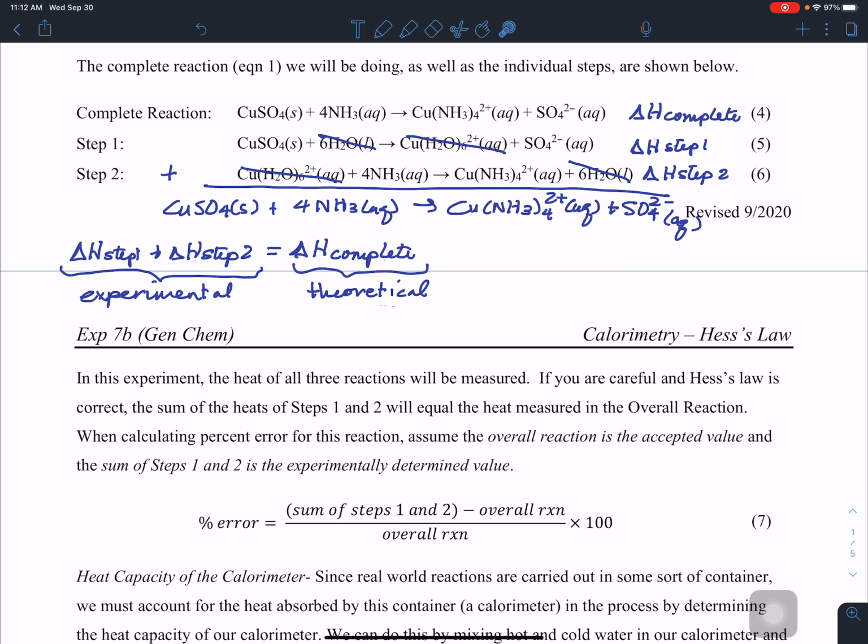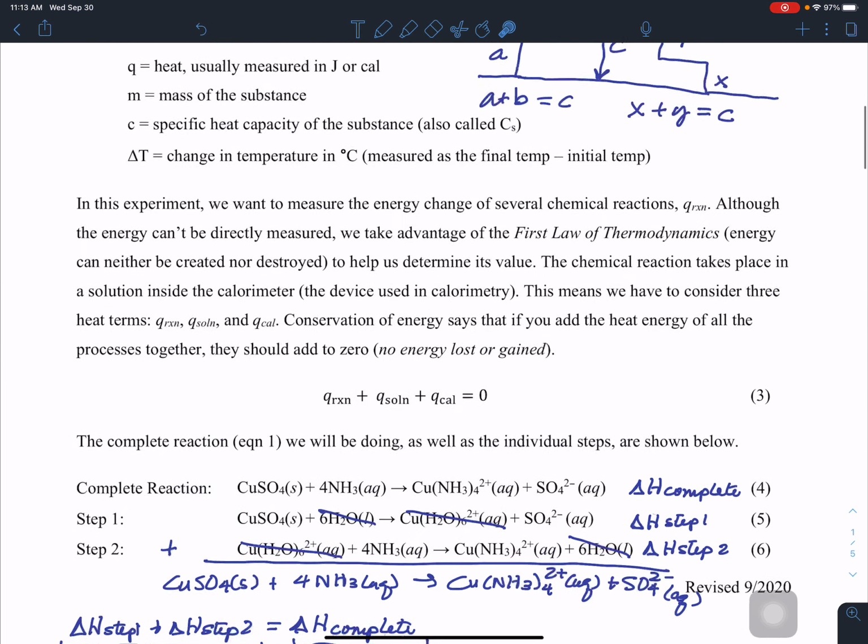And we're going to use our standard percent error, where we take the experimental value minus the theoretical value, divided by the theoretical value, times 100. And so what we're hoping for here is a 0% error or a very, very small error. And that would tell us that the experiment was successful, that we measured things carefully, and that Hess's law is true. So that's Hess's law. Now, how are we going to actually measure the enthalpy changes for these different chemical reactions?